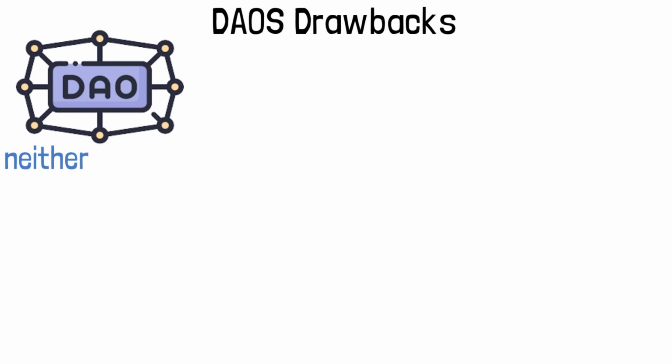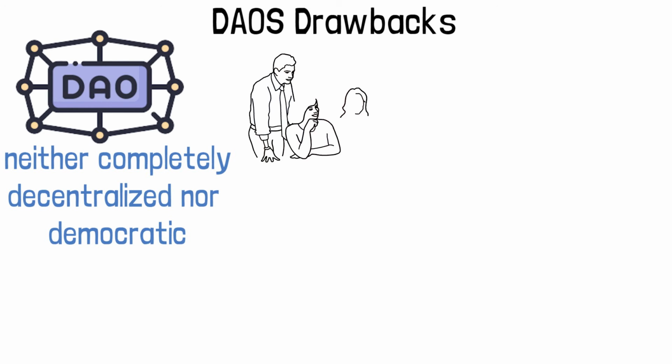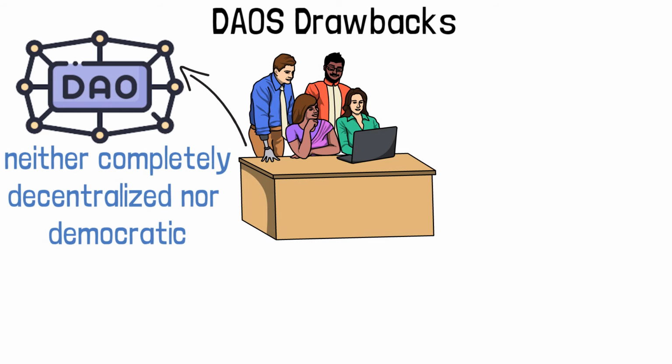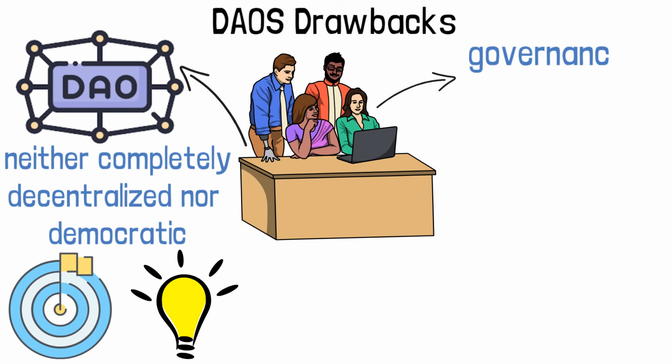DAOs' drawbacks. Despite their name, today's DAOs are neither completely decentralized nor democratic. They still depend on members believing the group of humans that created the DAO and its goals and broad concepts. That group of people must also be trusted to choose an appropriate governance style.